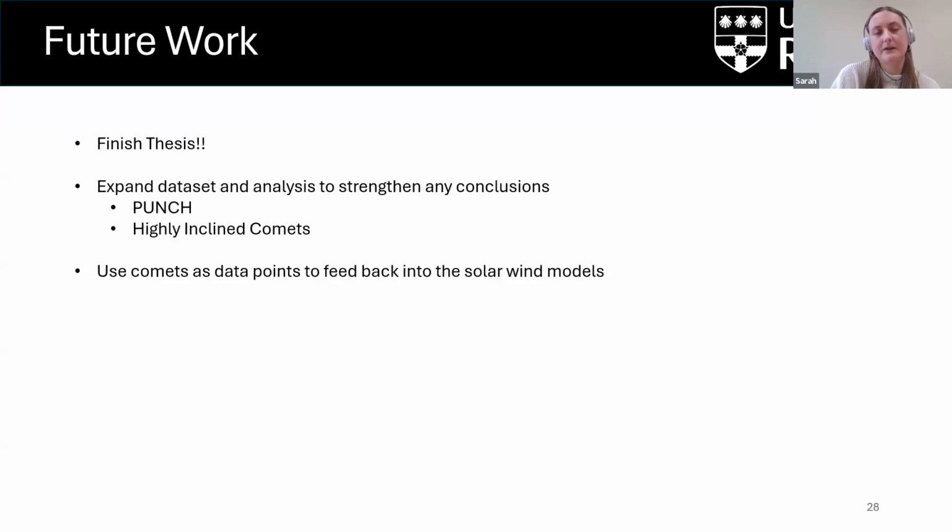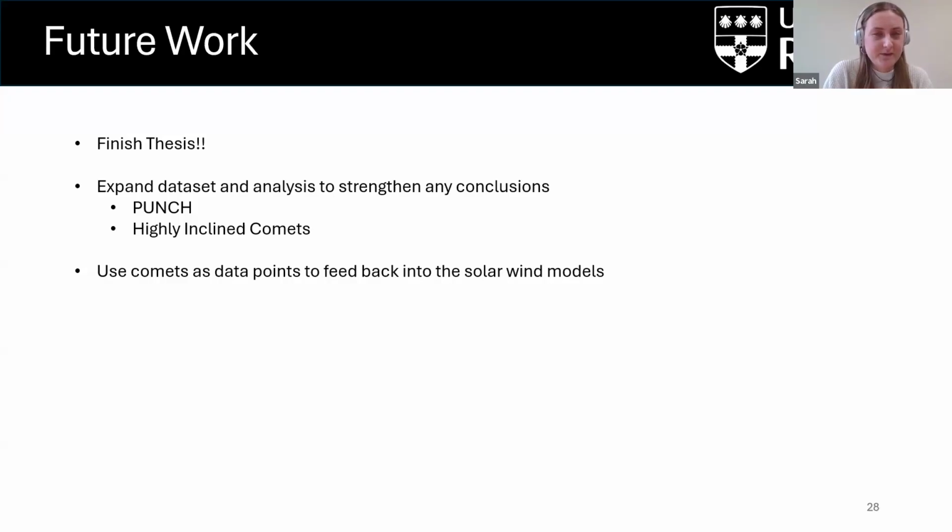I'd love to expand it to other data sets. I think we've obviously only used STEREO and some amateur astronomers, but PUNCH was recently launched, and similar to STEREO, it has really wide field of view cameras. So we could really expand the data set. And I know that it's already captured a comet disconnection event, I think, a couple of months ago. So that's exciting. And also other case studies similar to the 12P Pons-Brooks comet, which come in at really high latitude. So we can investigate the high latitude solar wind a lot better.